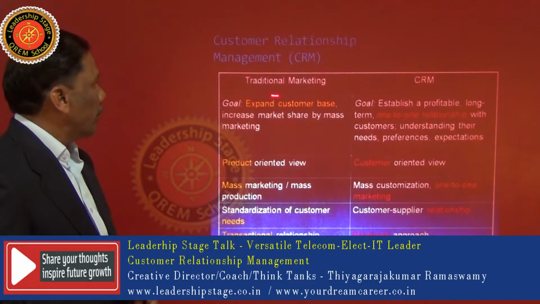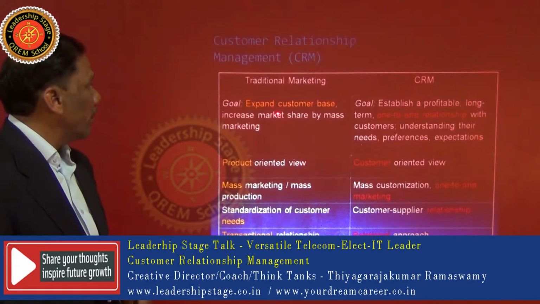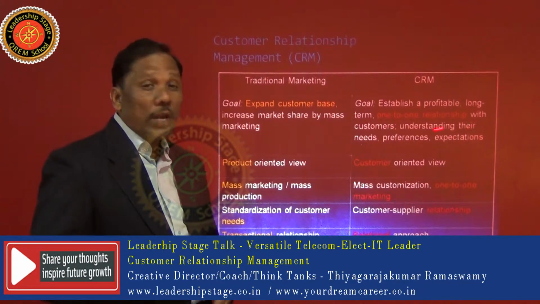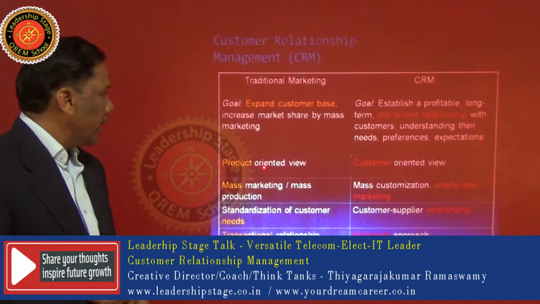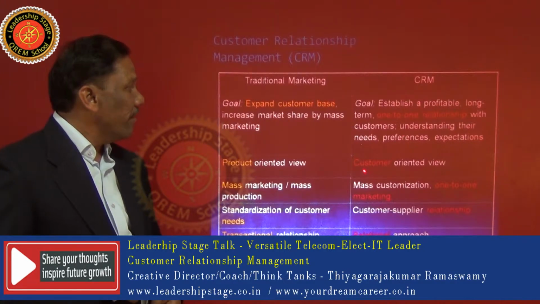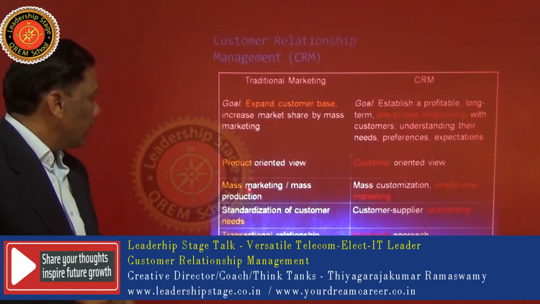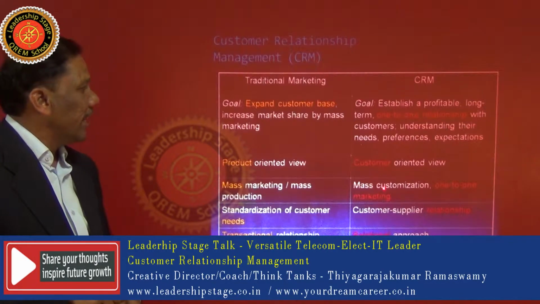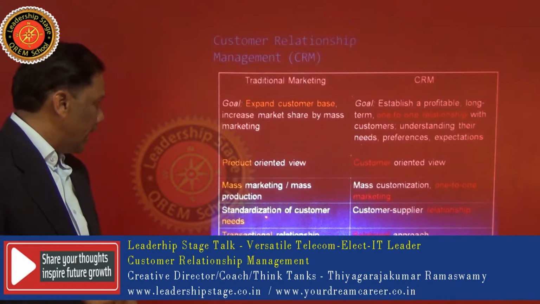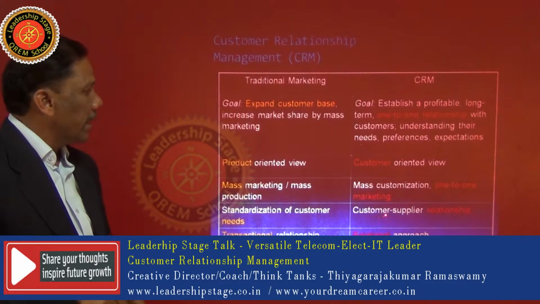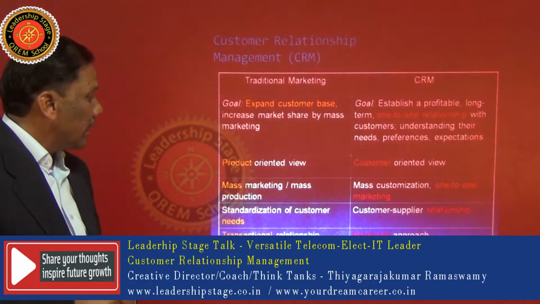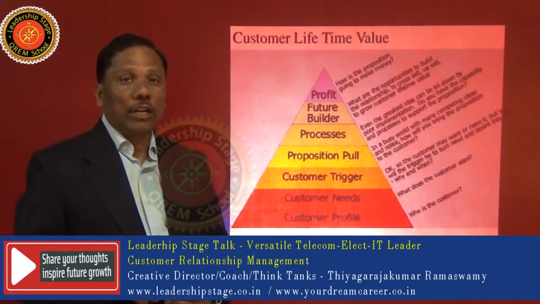Now the difference between traditional marketing and CRM marketing. In traditional marketing, we have to bother about expanding the customer base, whereas in CRM, we have to bother about the one-to-one relationship with the customer. Second is the product view. We concentrate on the product in traditional marketing, whereas in customer relationship management, we have to bother about customer-oriented views. Third, it is mass marketing and mass production, whereas here it is mass customization, one-to-one marketing in the case of CRM. And then standard products meet only standard customer needs, but with the customer and supplier, we should concentrate more on the relationship than the transaction. In CRM, it is a relational approach.